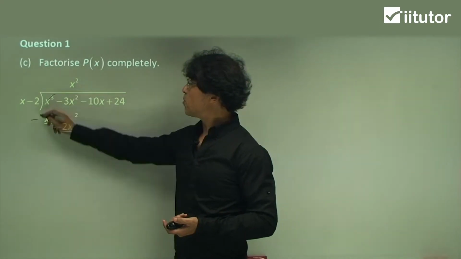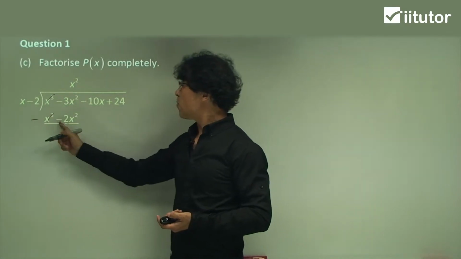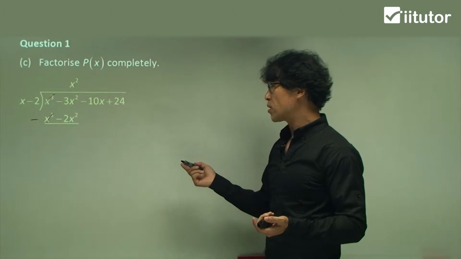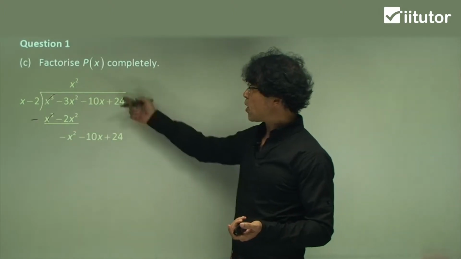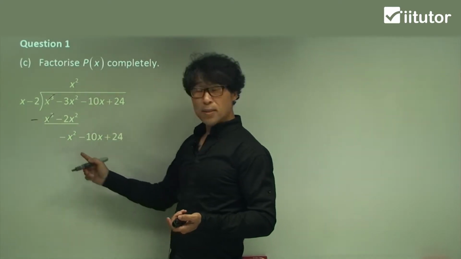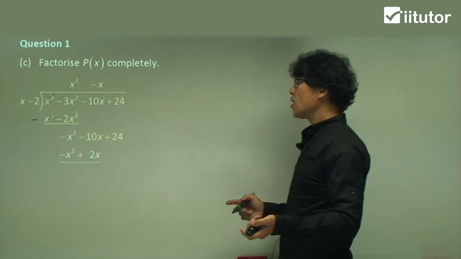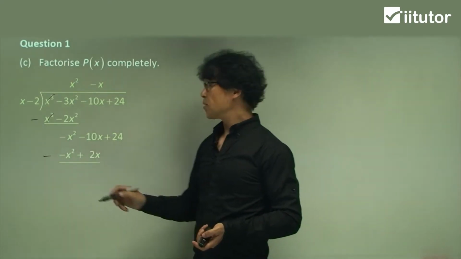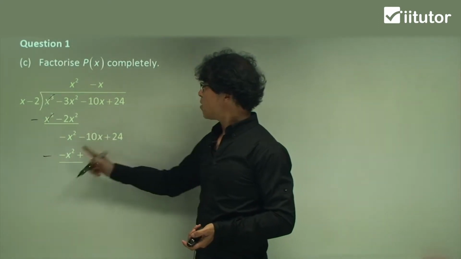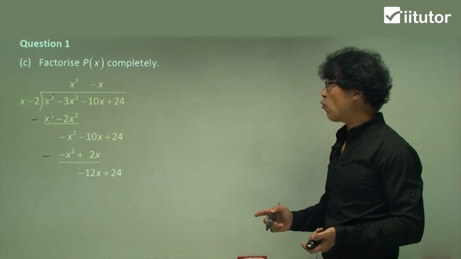So x cubed disappeared, and minus 3x squared minus minus 2x squared is minus x squared, and write the rest over here. And then x times what is minus x squared? It is minus x here. Multiply everything and make sure you subtract. So negative 10 minus 2x is actually negative 12x plus 24.